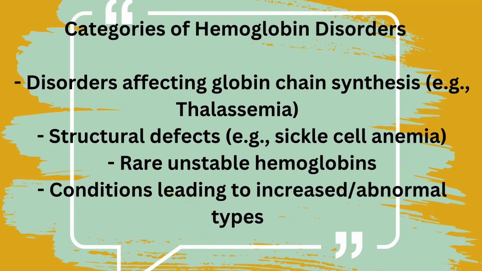Hemoglobin disorders fall into 4 main categories. 1. Disorders affecting globin chain synthesis, thalassemia being a prime example. 2. Structural defects like sickle cell anemia. 3. Rare unstable hemoglobins. 4. Very rare conditions leading to increased or abnormal hemoglobin types.